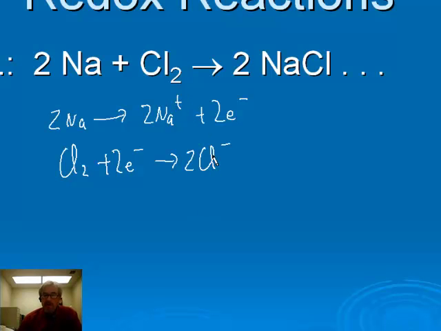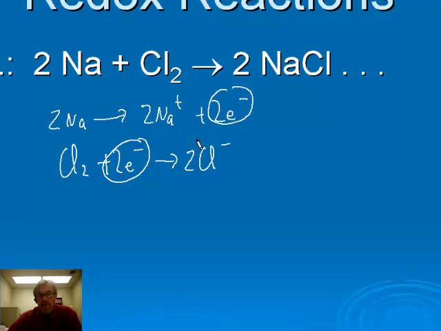But the important thing to note here is that the sodium gave up the electrons that the chlorine needed. So it was a reducing agent for chlorine. The reducing agent in this reaction is the sodium. The chlorine accepted those 2 electrons, which allowed sodium to get rid of them. So chlorine is an oxidizing agent here.